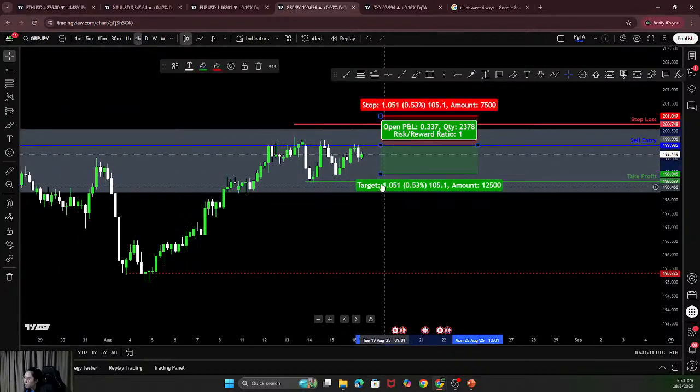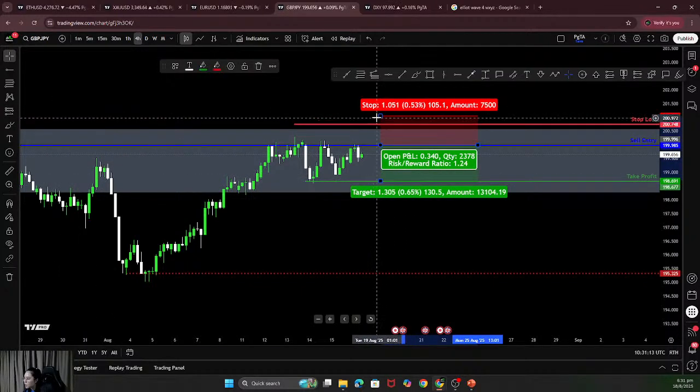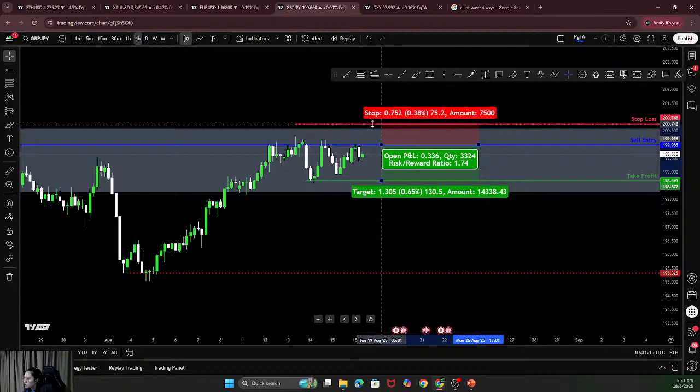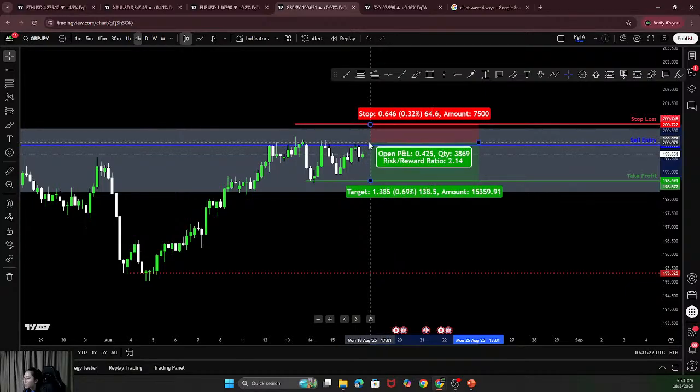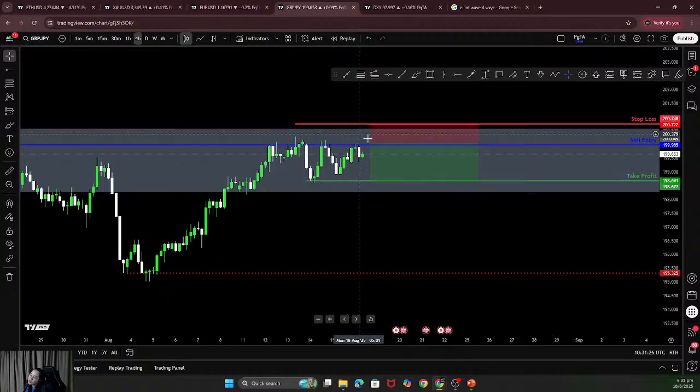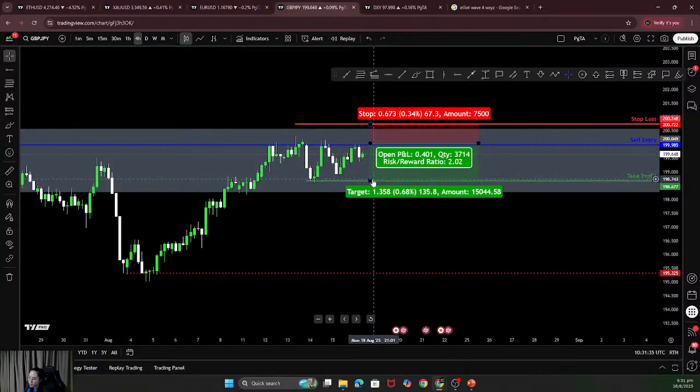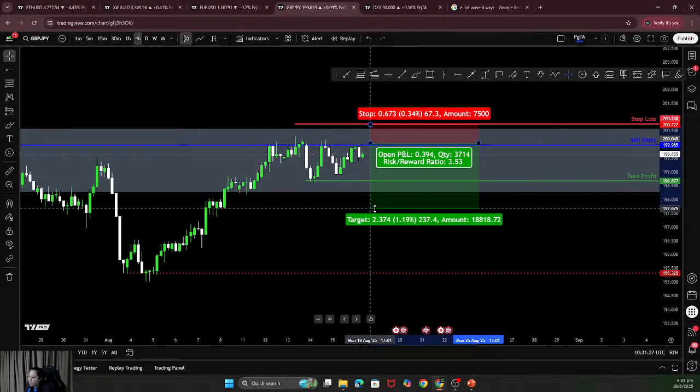I don't like this setup. It also depends where you get in, right? If you get in on a better side, it could be 1 to 2. Okay, 1 to 2 is okay, but obviously I'm someone who likes to aim for 1 to 3 at least. So 1 to 2 is not a very favorable trade to me.